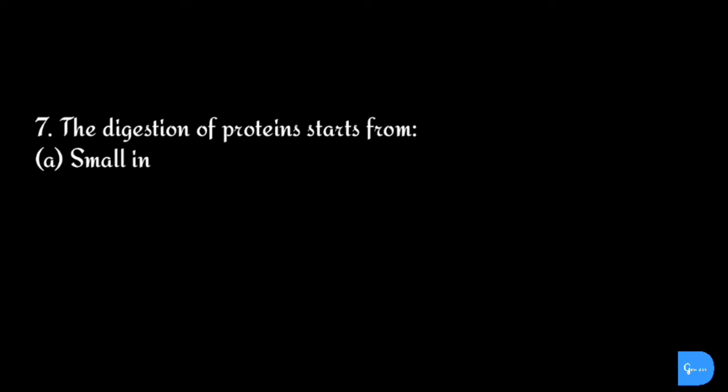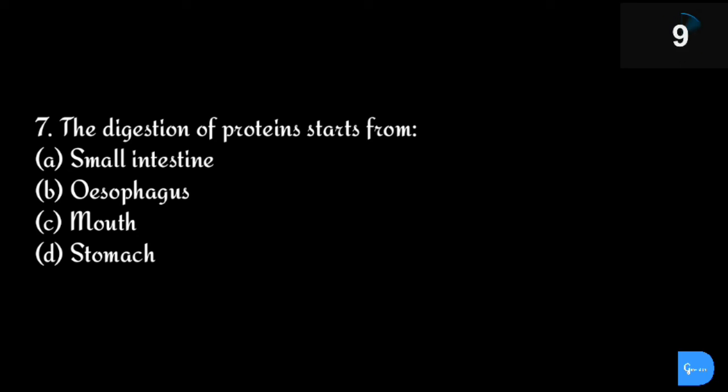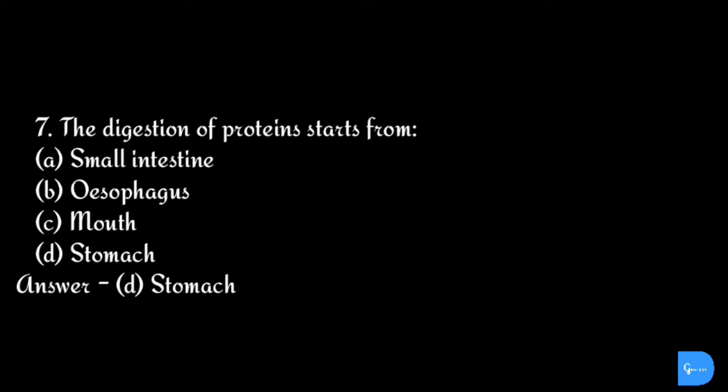Question number 7. The digestion of protein starts from. Options are A. Small intestine, B. Esophagus, C. Mouth, and D. Stomach. The correct answer is option D. Stomach.